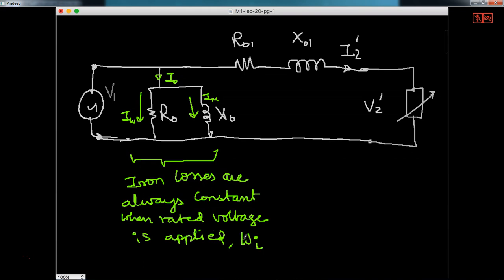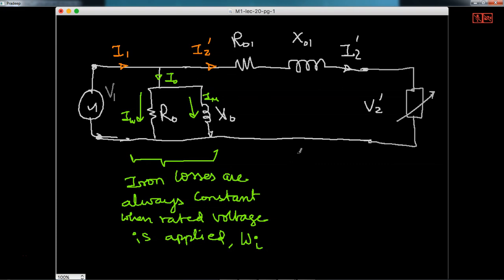Now coming to copper losses. Now what is the current here? This current is I2 dash. And this current is I1. Now here we make a small assumption that this I1 current is actually flowing in R01 and X01, not I2 dash.